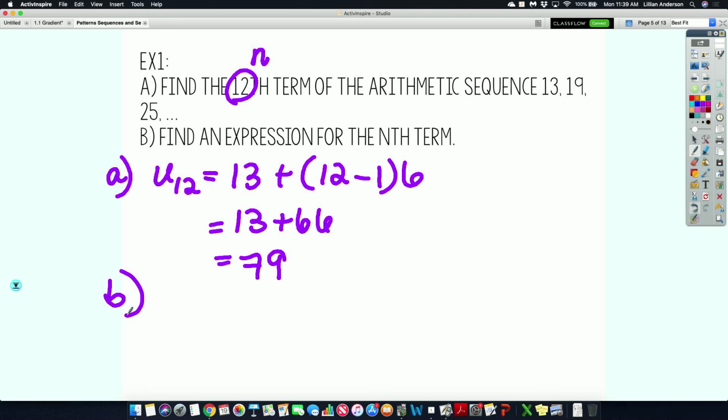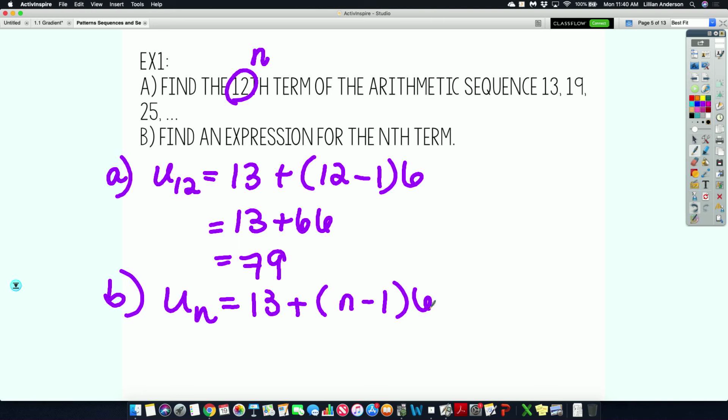Now, B asks you to find an expression for the nth term. If it's asking for that, that means we're not plugging anything in for n, or we plug in everything else. Okay? So I'm looking for the nth term, which is u sub n. What's my first term? 13. Plus n minus 1, because again, I'm looking for the nth term, which means I don't have a value for n. But I do have my common difference, which is what? 6. You never want to leave your expression this way.